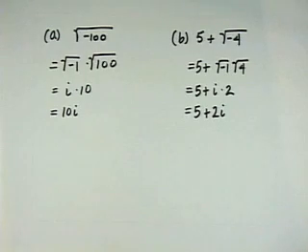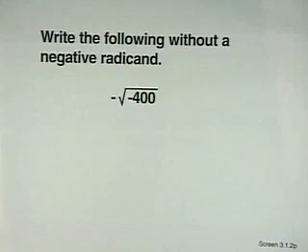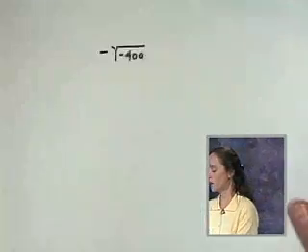I'd like you to try a problem using i. What I want you to do is write the following without a negative radicand. Stop the tape and work the problem, then restart the tape to check your work.